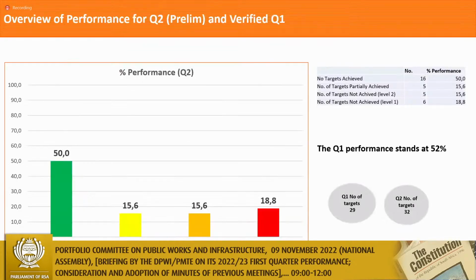Right, so in terms of performance, although we had already reported on Q1, I'll just take you to the small target tables here. We had a total of 29 targets in Q1, which represented about 52% achievement in terms of the targets that have been achieved. Now, this slide shows the targets achieved for Q2, but comparatively, Q1 we're sitting at 52%, and this represents Q1.